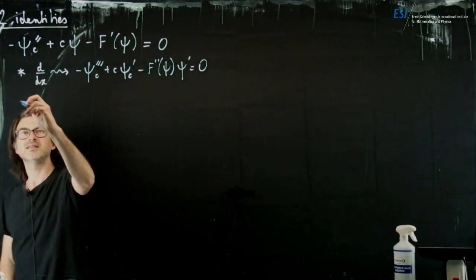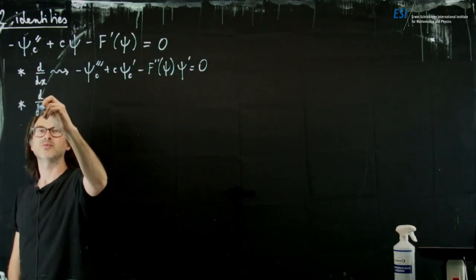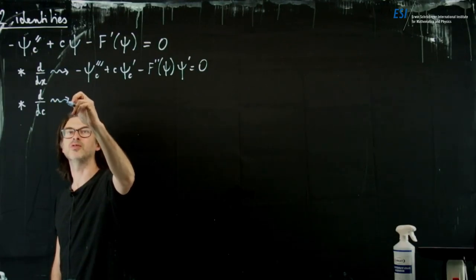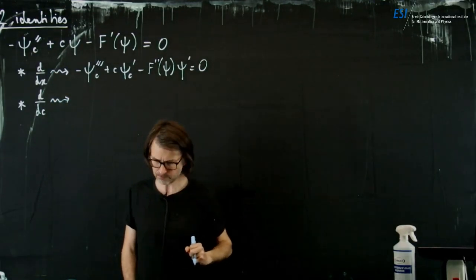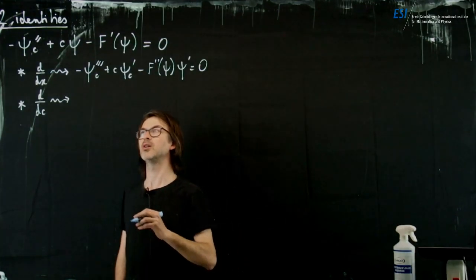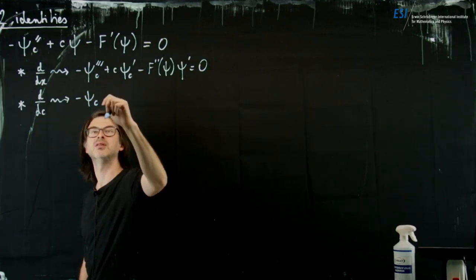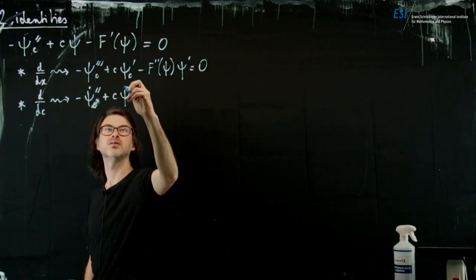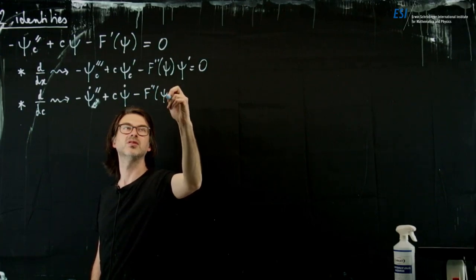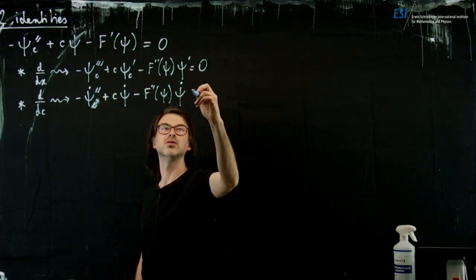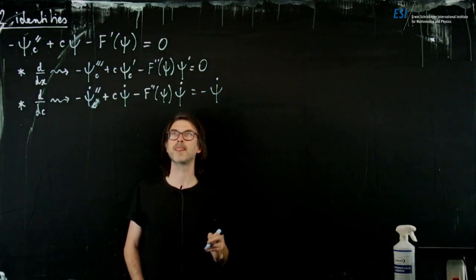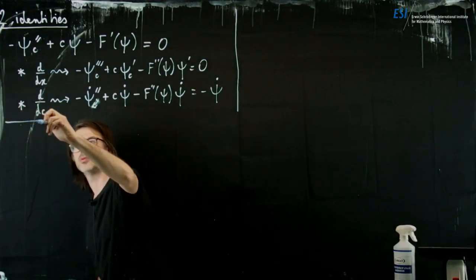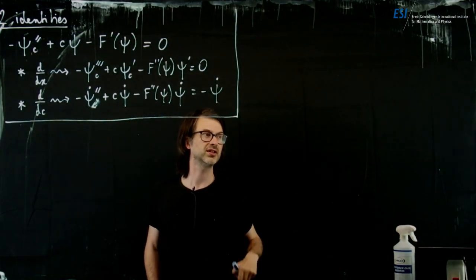And the second identity you obtain by differentiating with respect to the speed of the soliton, and I will denote with a dot the corresponding operation. So then what you get is minus psi double prime dot, plus c psi dot, minus f double prime of psi psi dot, equals minus psi. Okay, so those are two identities that follow simply from differentiating the ODE.